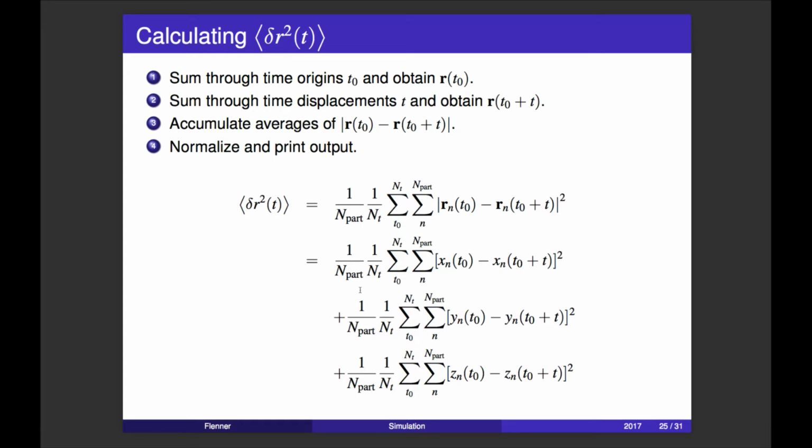Since you're going to be doing this calculation, I wanted you to have a slide that shows you a little bit more about calculating the mean square displacement. Like I said, you sum through the time origins. For every saved configuration, you can sum through the origins of time, and this is the saved configuration a time t later. Here we're averaging over the number of time origins for this time t.